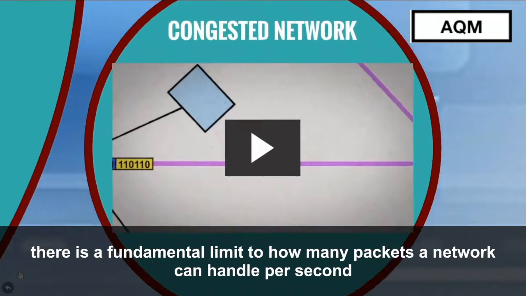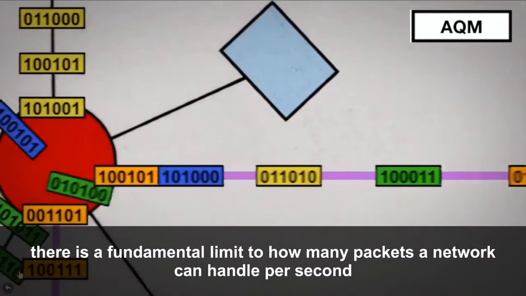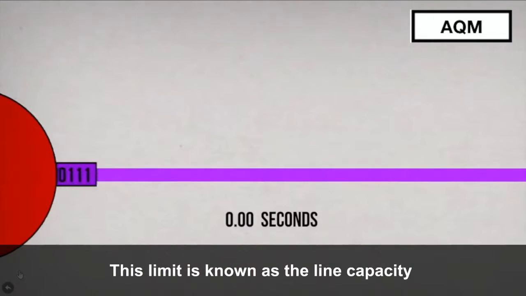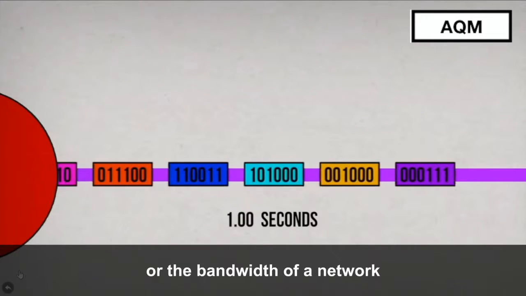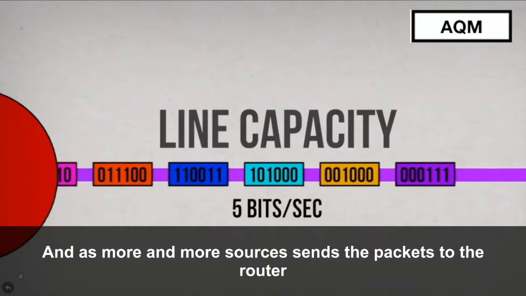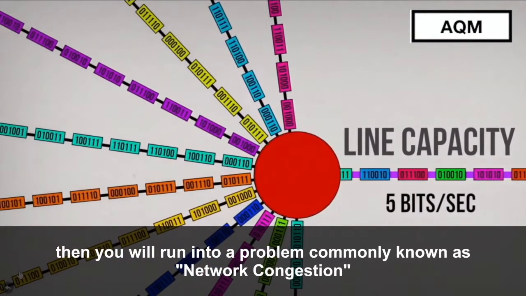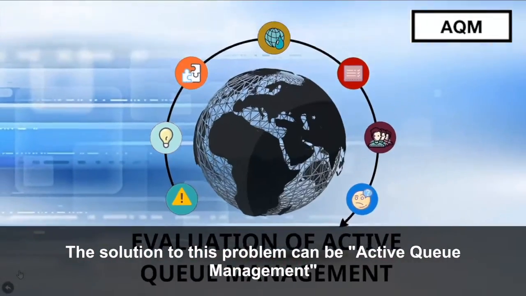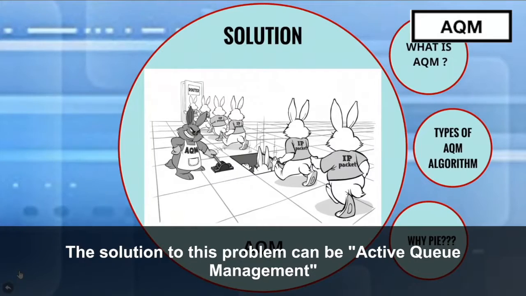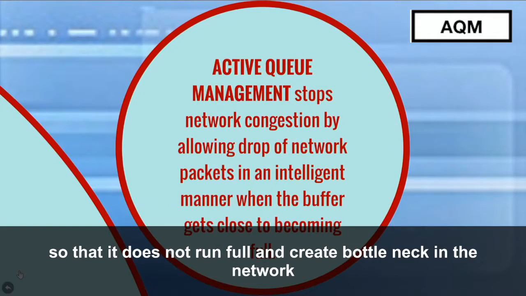But there is a fundamental limit to how many packets a network can handle per second. This limit is known as the line capacity or the bandwidth of a network. And as more and more sources send packets to the router, you will run into a problem commonly known as network congestion. The solution to this problem can be active queue management, which is used to control the length of a queue so that it does not run full and create a bottleneck in the network.